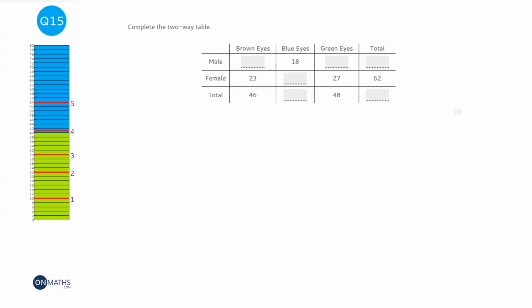With two-way tables, we've got to use the totals to work out the missing numbers. So a nice place to start is this box here. If we have a look, we've got a total of 46 people with brown eyes. 23 of them are female. So all we need to do is 46 and take away the 23, and that leaves 23 left over.